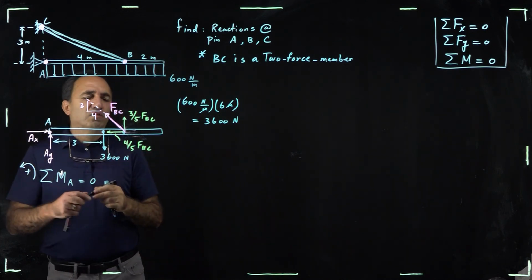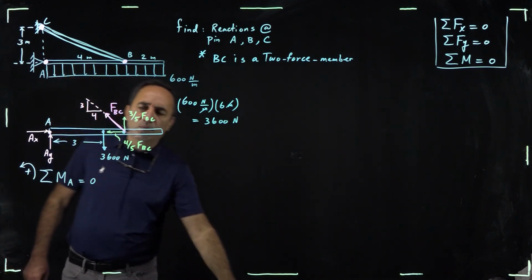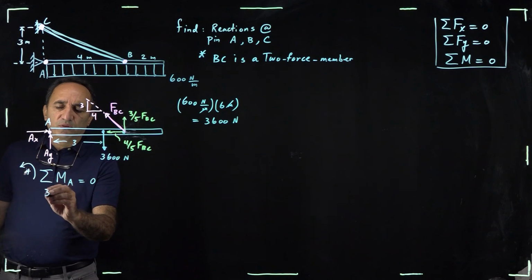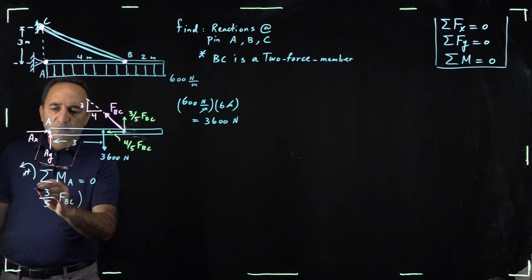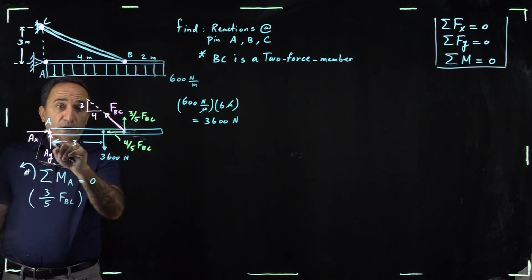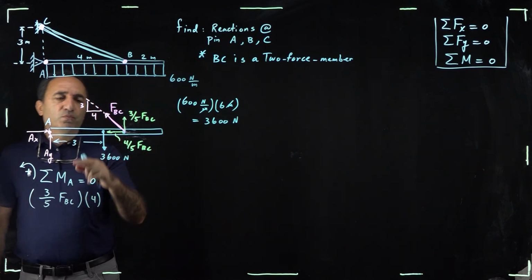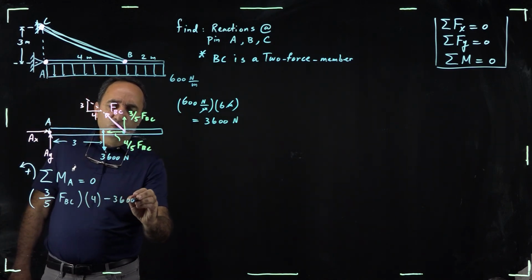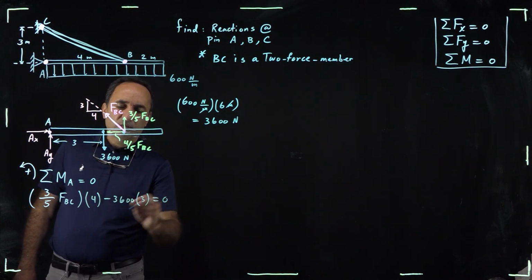And then you can get rid of the FBC. The 4/5 FBC, the x component passes through, it doesn't have any moment. So that leaves us with the moment of the 3/5 of FBC, times 4, where it's acting, and that's going positive counterclockwise. Then the 3600 tends to rotate about A in the clockwise direction, so that's negative.